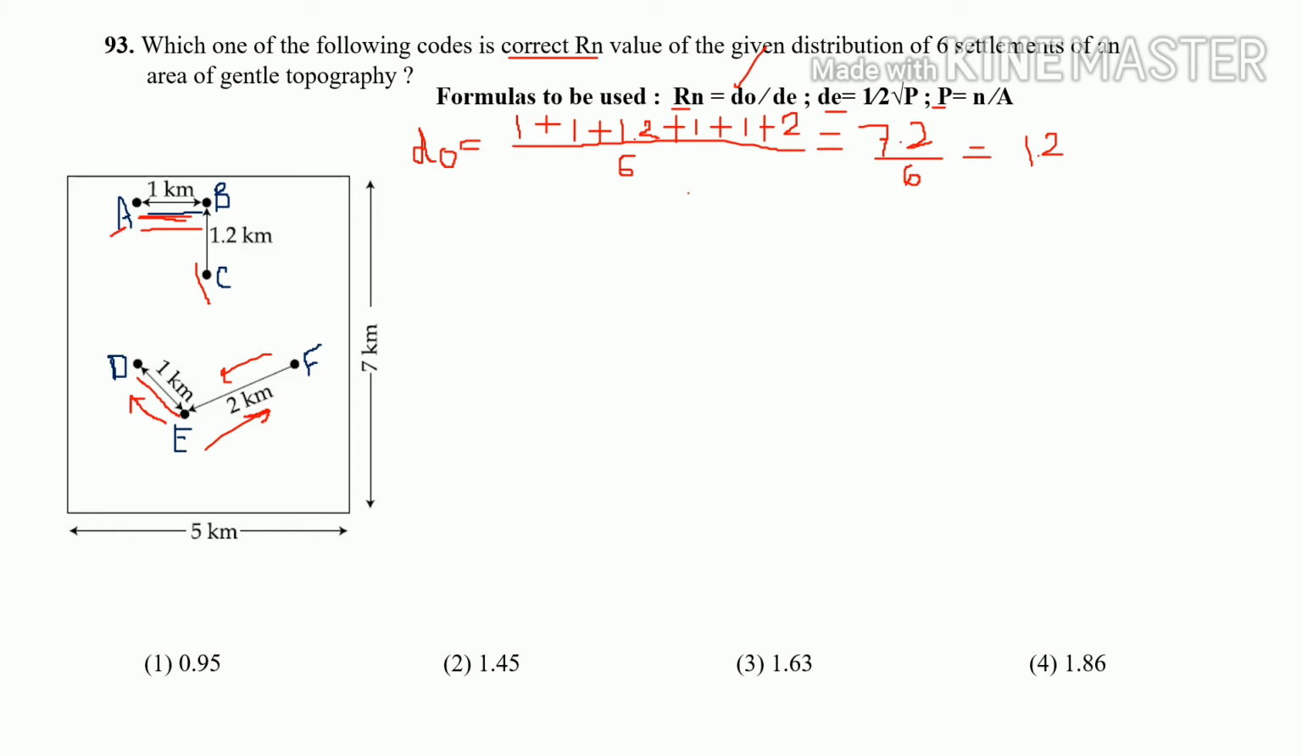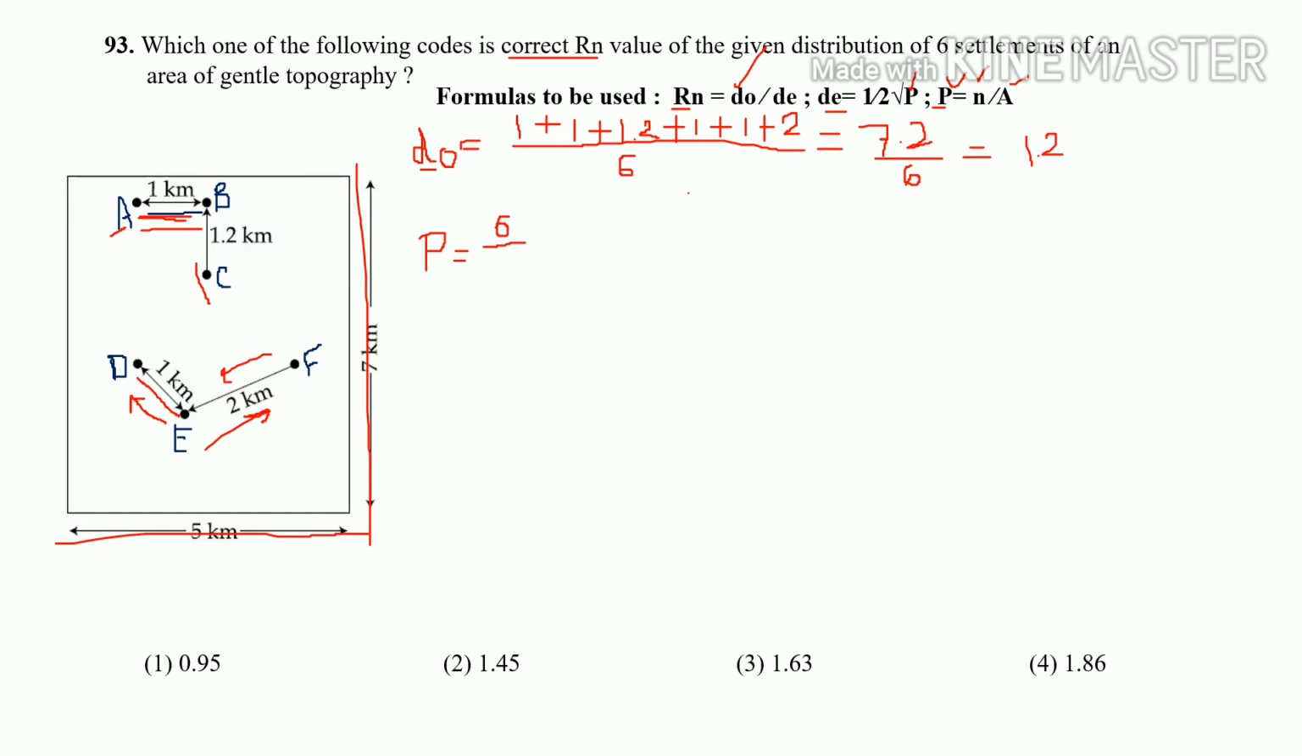Alright, so we got the mean of observed distances. Now we will calculate DE, and for DE we have to know what is the P. So we will start calculating P. P is number of settlements over the area. Okay, so number of settlements we have 6, and over the area is 7 kilometer by 5 kilometer.